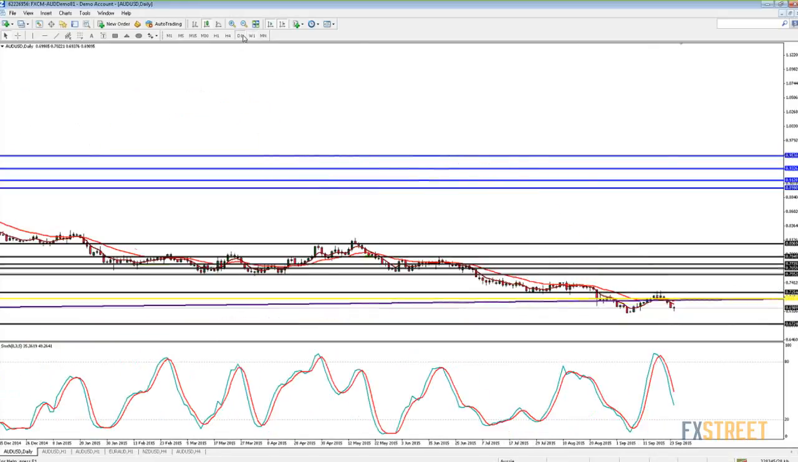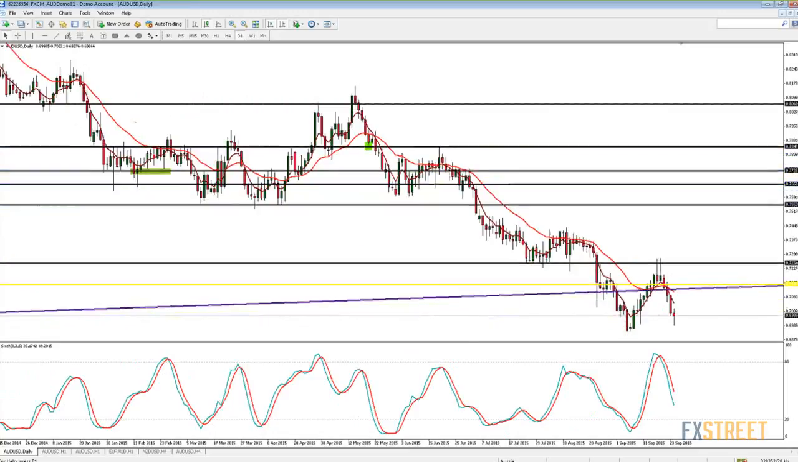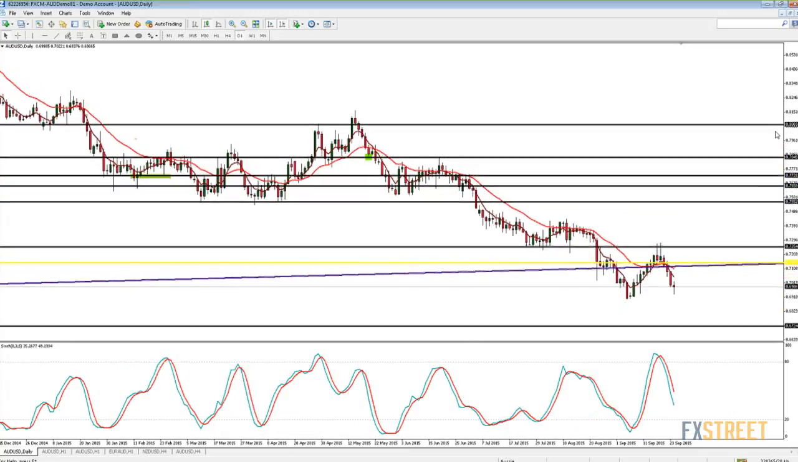So let's go to the daily. What would a basic overbought, oversold scenario look like on the Aussie? How about something along these lines? And then up towards that zone we're talking about. So in other words, buyer, buyer, buyer. Seller.